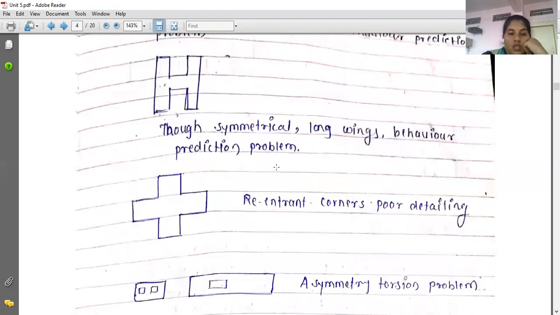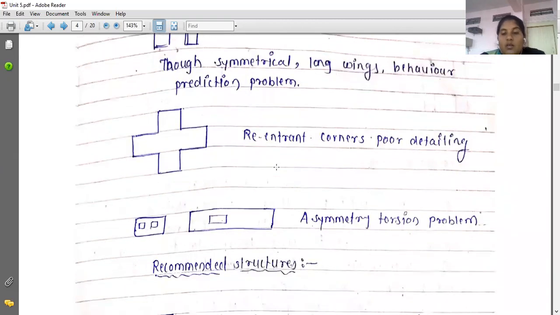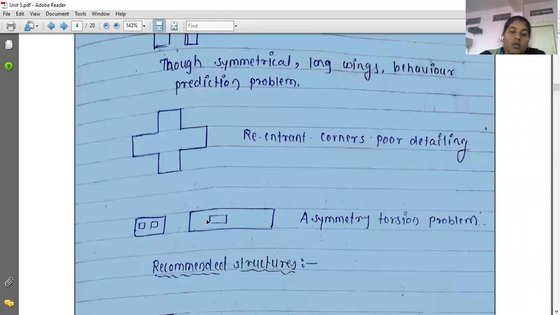Okay. Below this, write down re-entrant corners. Re-entrant corners, poor detailing. So draw this diagram, re-entrant corners with poor detailing. Okay, and the last one, you write unsymmetrical torsion problem, which will be produced in this type of building. So write down the next step: the unsymmetrical torsion problem will be produced.